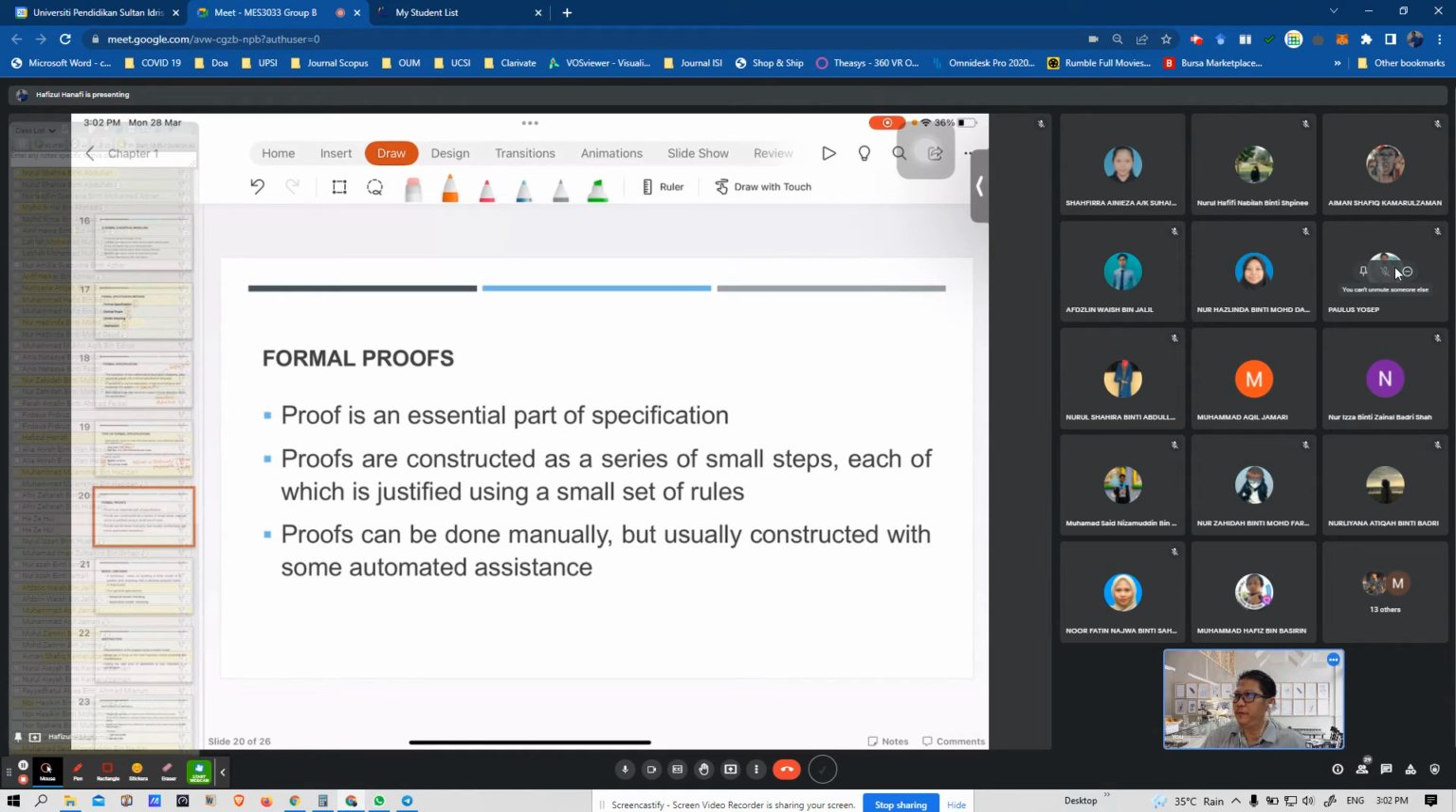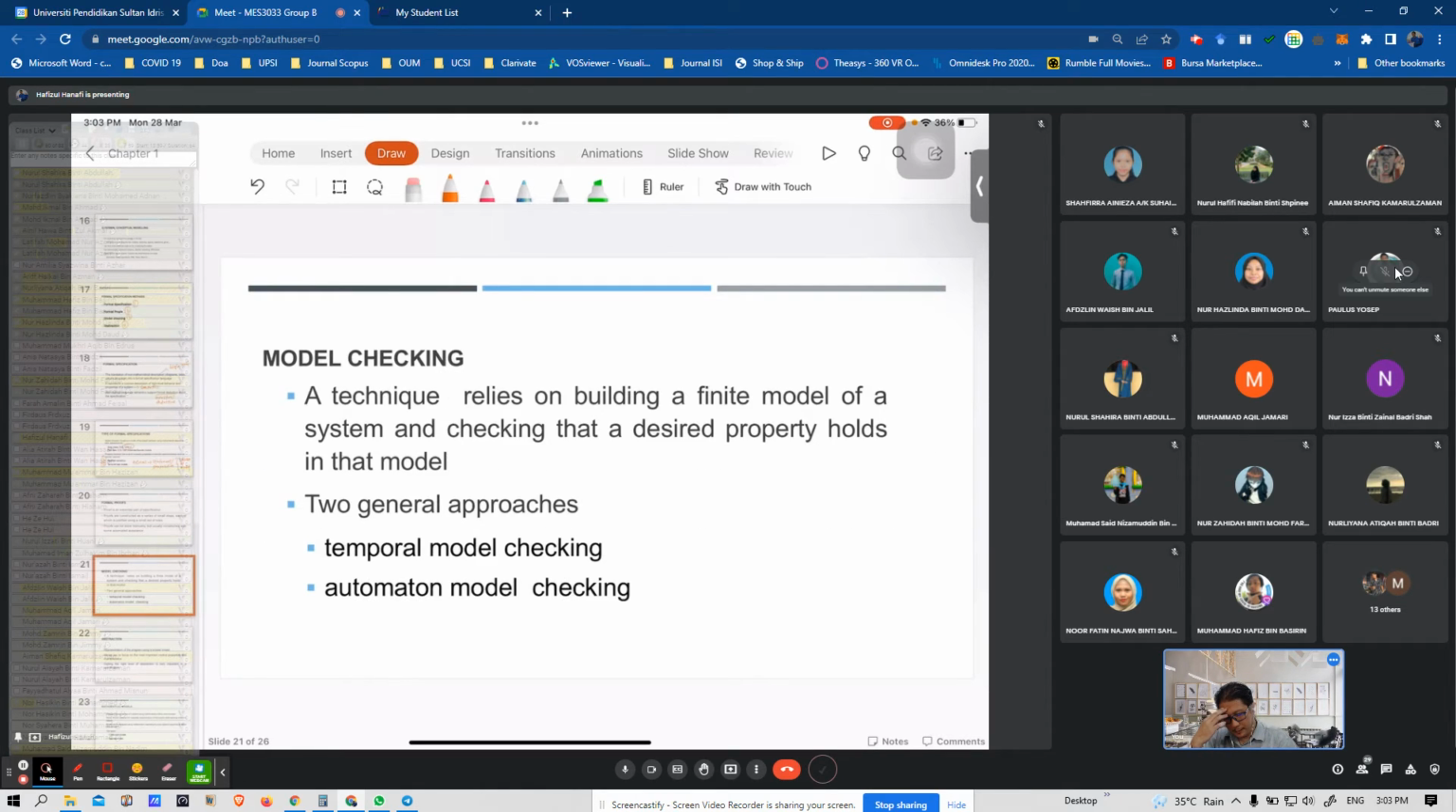secondly, formal proof. Formal proof is an essential part because it describes and constructs semantics manually, but usually constructed with some automated assistance. Okay, and then two general approaches used here: first is temporal model checking, and secondly is automated model checking. Later we will see this one.